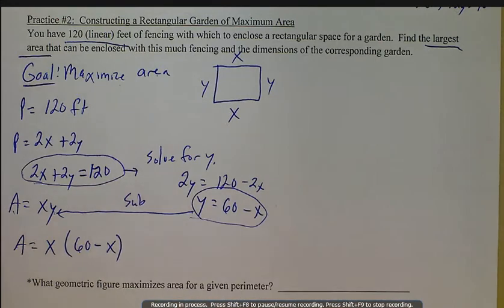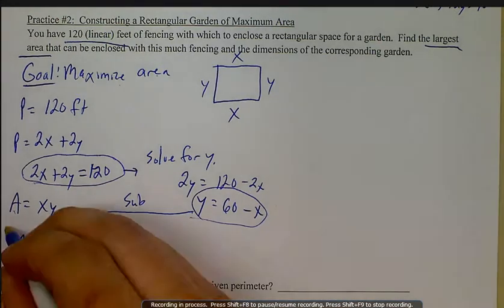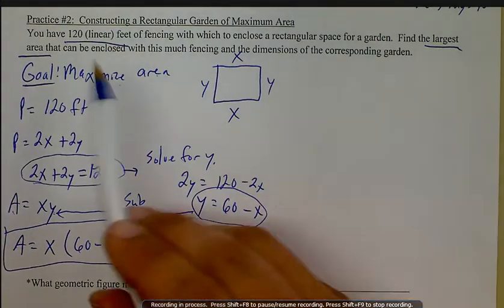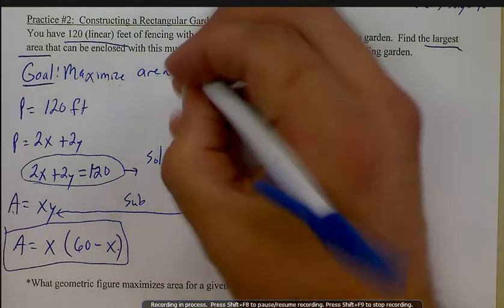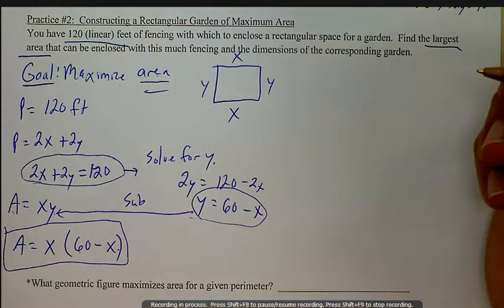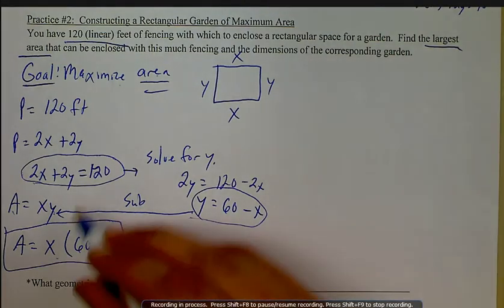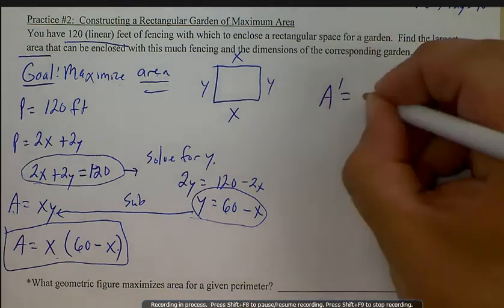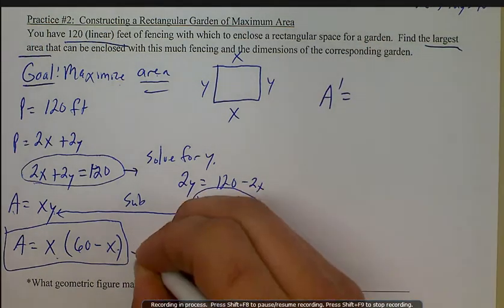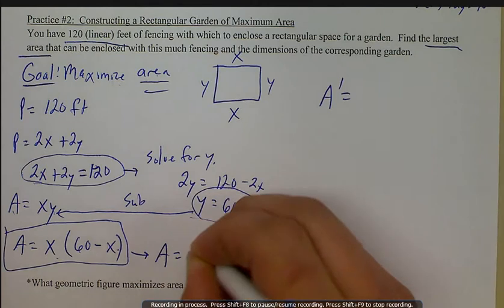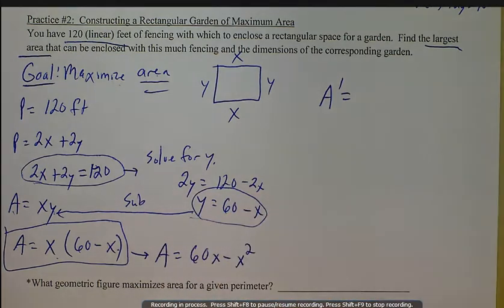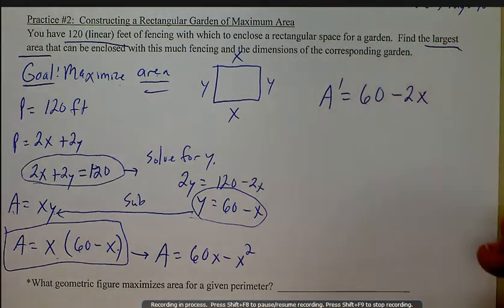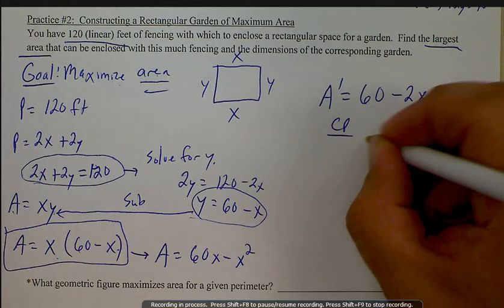Now between the perimeter and area functions, my goal is to maximize area. If it was minimize or maximize perimeter, you would take the perimeter function. We're talking about area, so the derivative of the area. Area is 60x minus x squared. The derivative is 60 minus 2x. Find where the maximums occur, so get my critical points, and you get x equals 30.